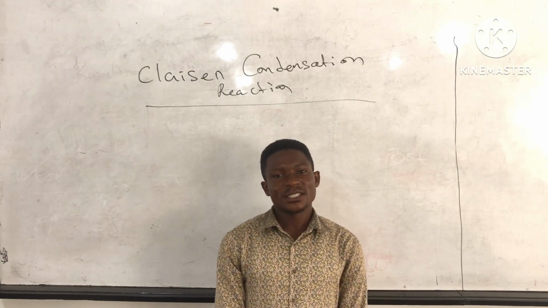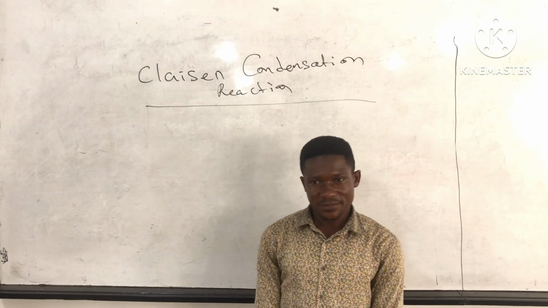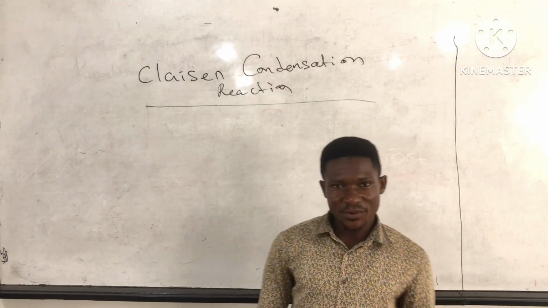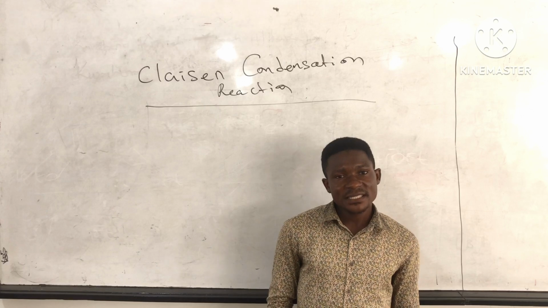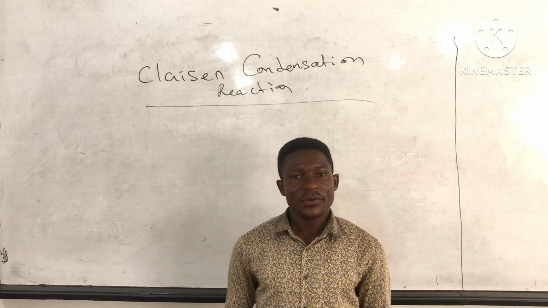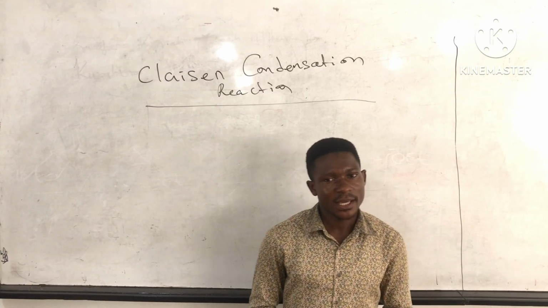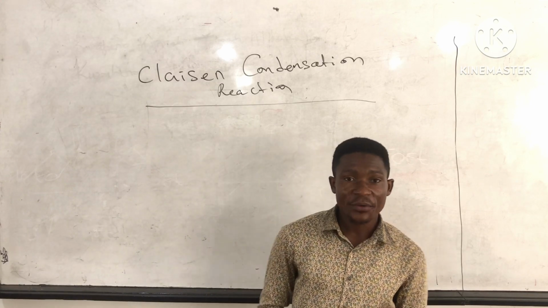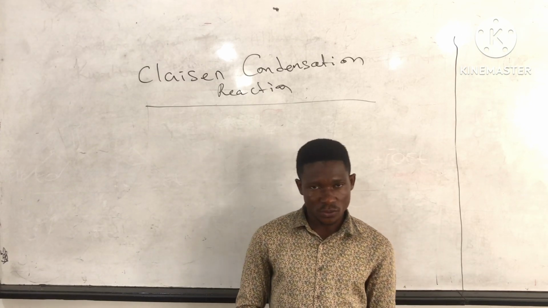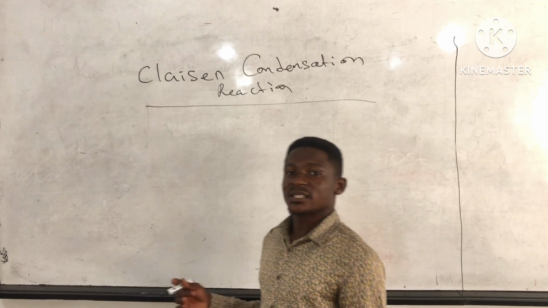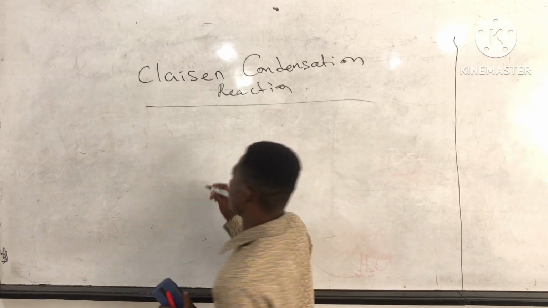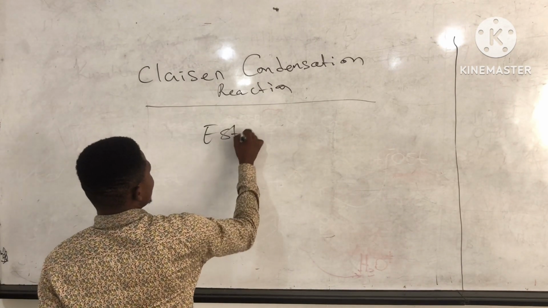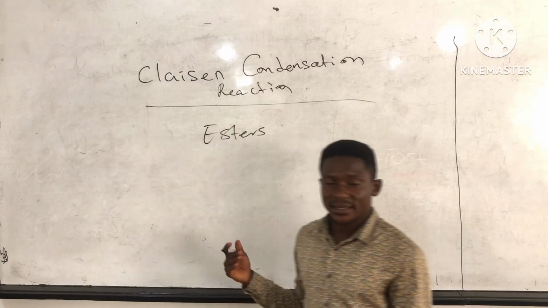Now let's look at what we have today: the Claisen condensation reaction. The first thing that I would like to talk about is the reactants that we are going to be using here. Unlike Aldol reactions where we use aldehydes and ketones, the Claisen condensation reaction deals with esters. So we are going to be dealing with esters as our reactants.